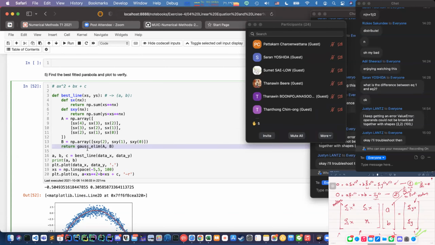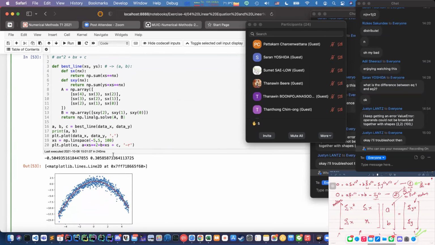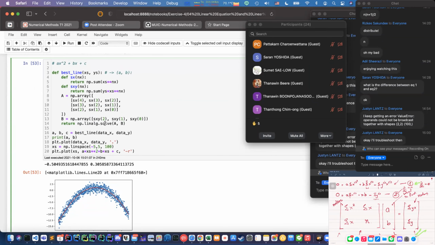Or you can just do this. You can just do this as well, Justin. Like I said, you write Gaussian elimination one time in your life, and then you do np.linalg.solve, and that works too. It gave you exactly the same answer. Then go fix your Gaussian elimination, but it's a one-line fix. You can do it.